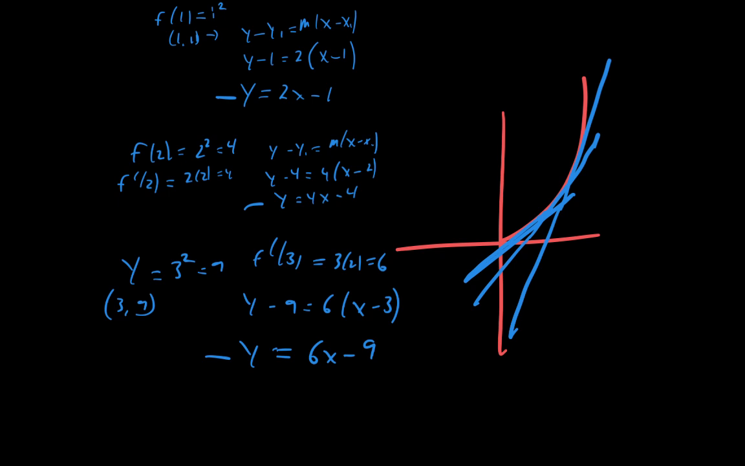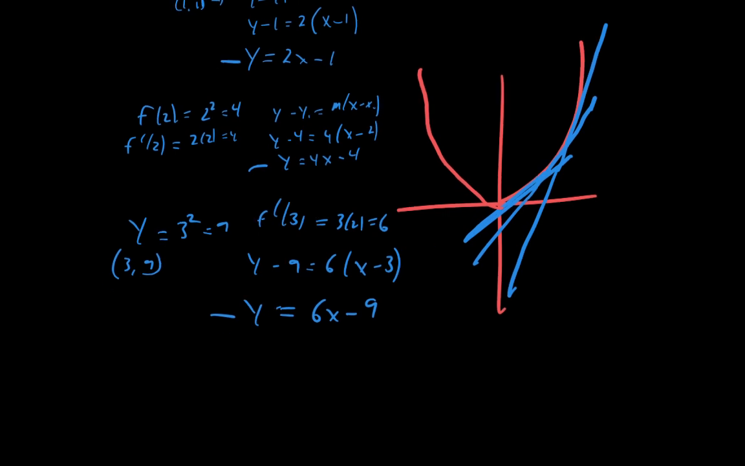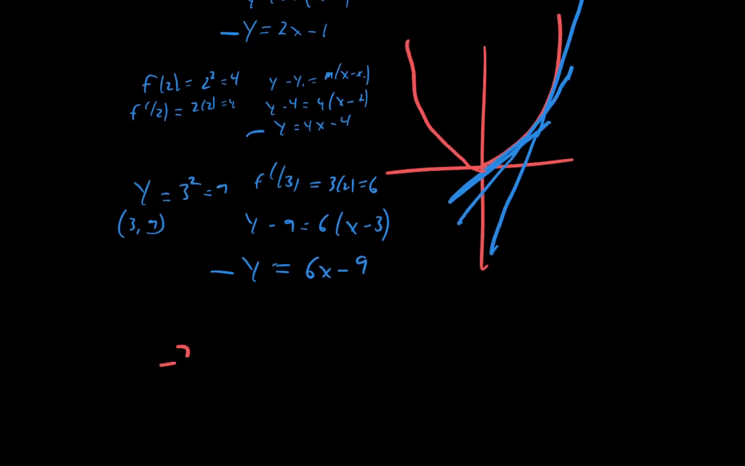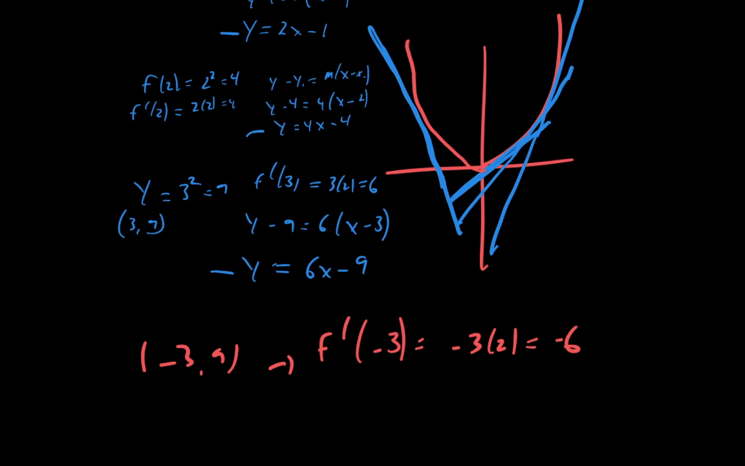We can do the same thing on the other side of the graph. The same process. It would be like for the point (-3, 9). We have now the negative: f prime of -3 is now -3 times 2, or -6, so it's going to be pointing in the opposite direction, but basically doing the same thing. Something like that.